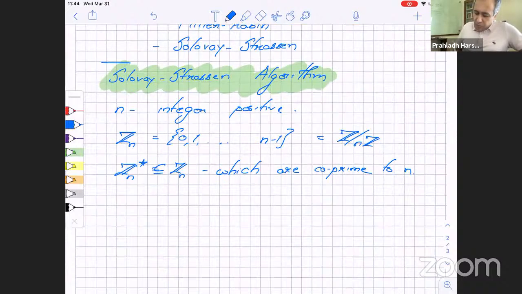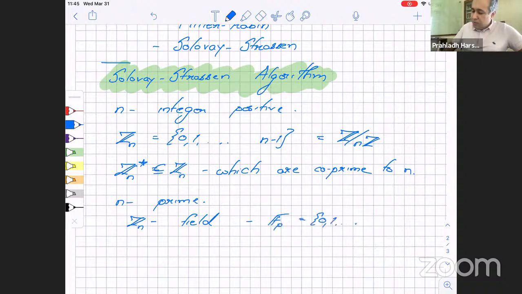And this is something you would have known. If n was prime, Zn is actually a field. In fact, in that case, this is the field Fp. That is, these numbers 0, 1, 2, 3 up to p minus 1 actually form a field. You can add them, multiply them. What do I mean by they form a field?